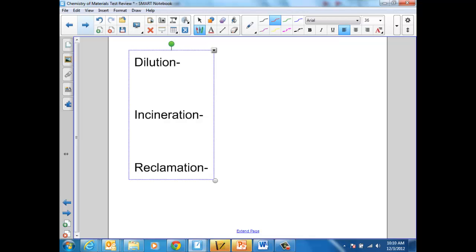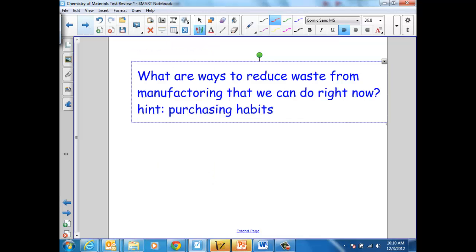Reclamation, just remember there's kind of two purposes. One is to get rid of the waste, but one is also to reuse that copper. Okay? Any other questions about this? We spent a fair amount of time on that. Okay, so what are some ways that we can reduce waste from manufacturing that we can do right now?